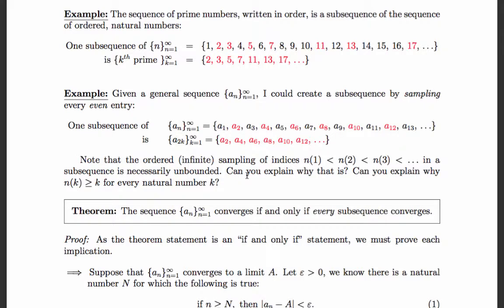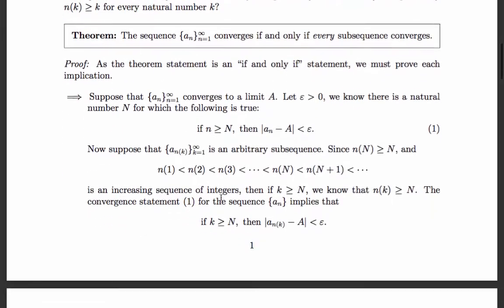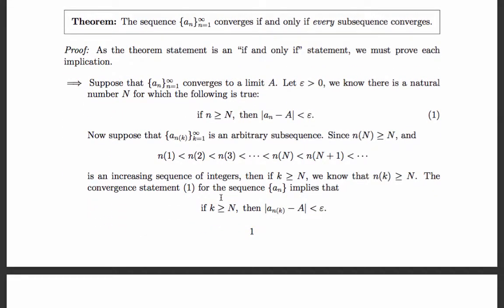Okay, so now we have the vocabulary for our next result. A sequence converges if and only if every subsequence converges. In other words, every which way you can sample the sequence to build a subsequence, if you get convergence, then the entire sequence converges. So let's prove this statement. Since this statement is an if and only if statement, we have to prove two things: that convergence of the entire sequence implies convergence of every subsequence, and that convergence of every subsequence implies convergence of the entire sequence.